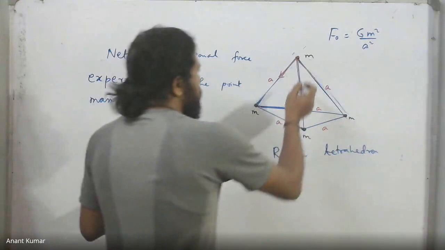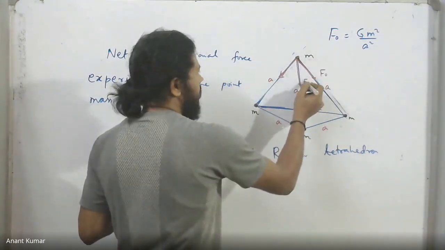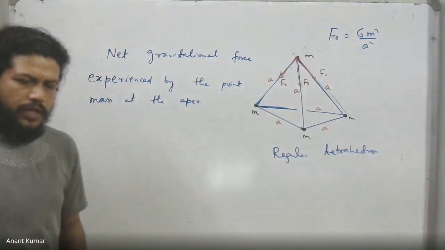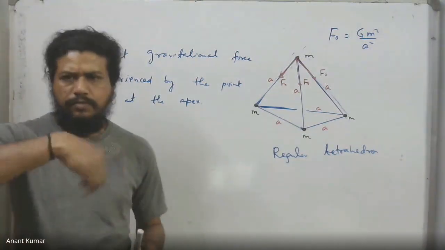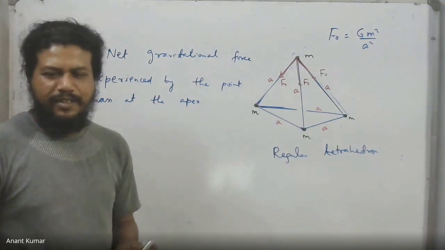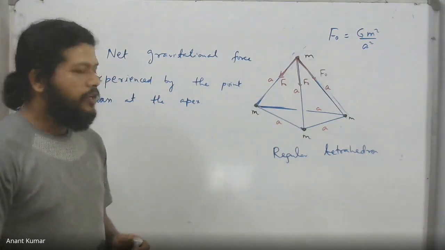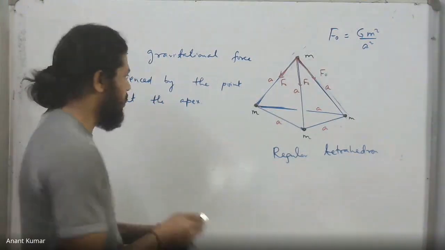Each of these forces in magnitude is nothing but F naught, the same G M square by. These are three F naught which are acting, but the point is they're in three dimensions at different angles. Difficult to imagine, but you'll have to consider three vectors.